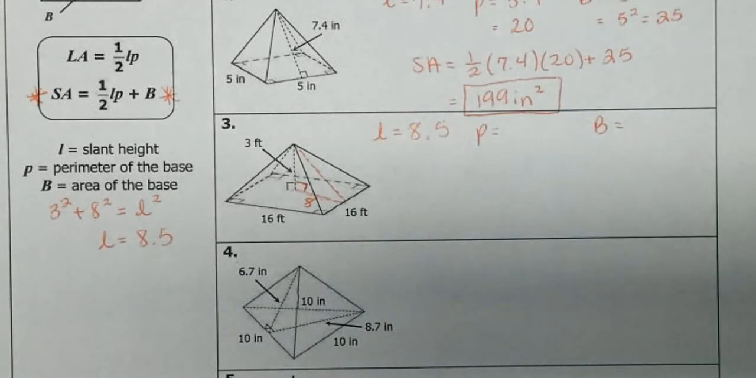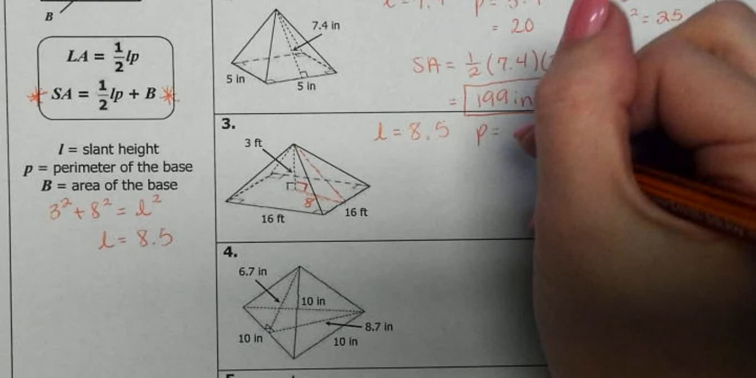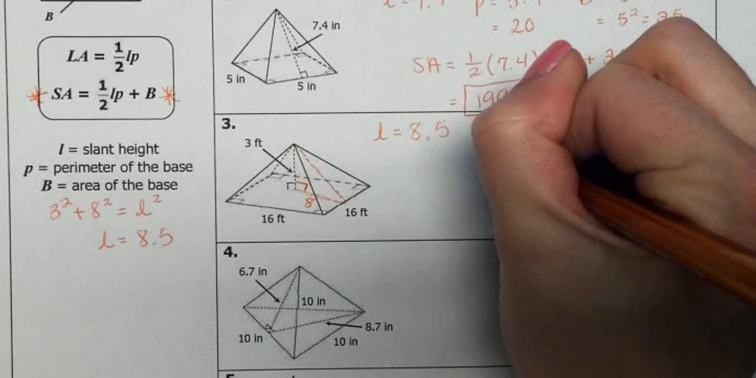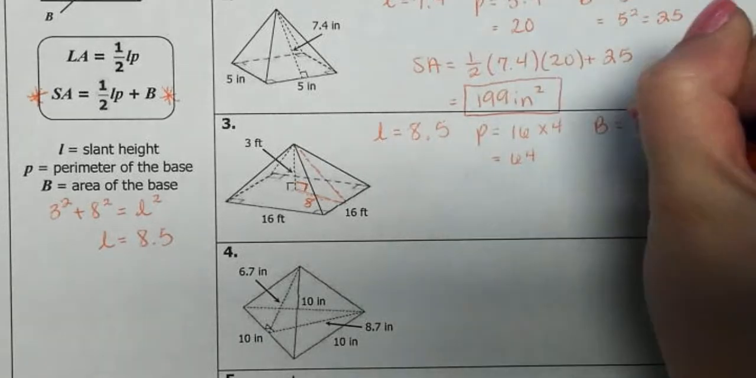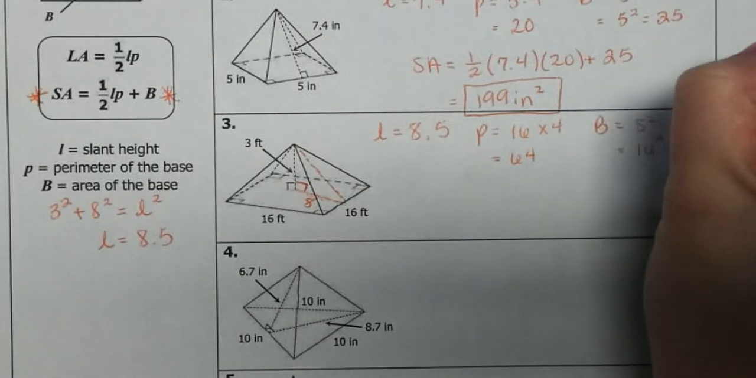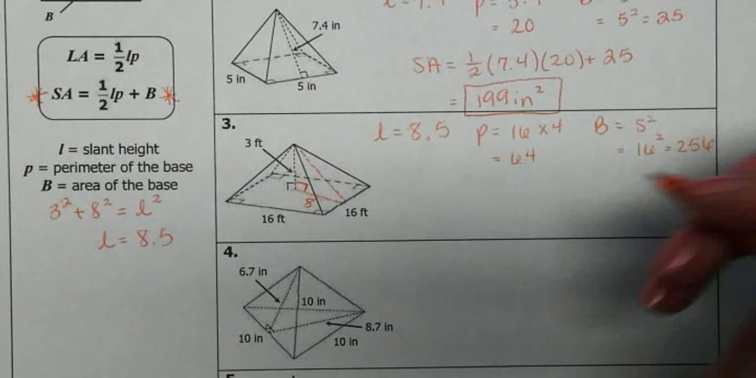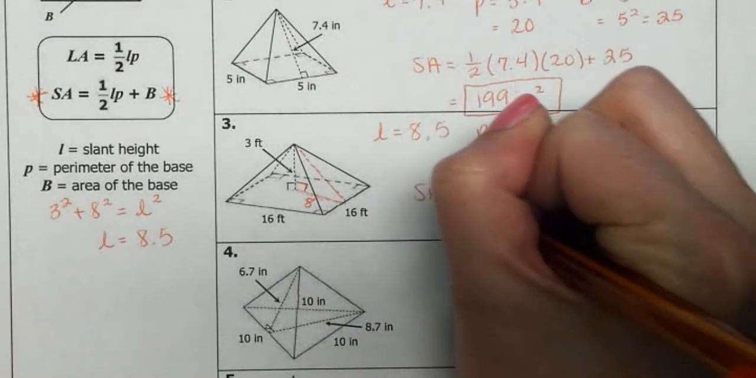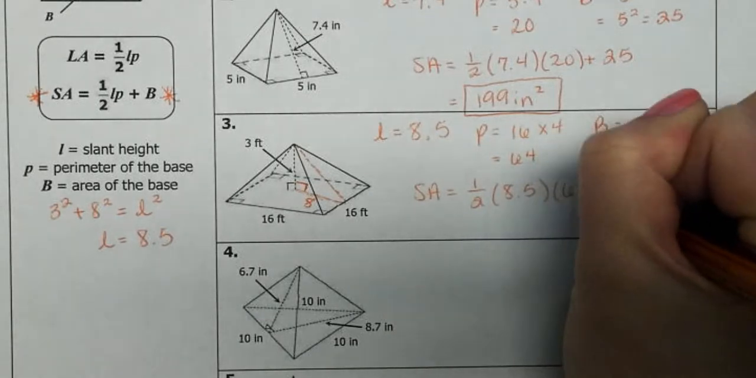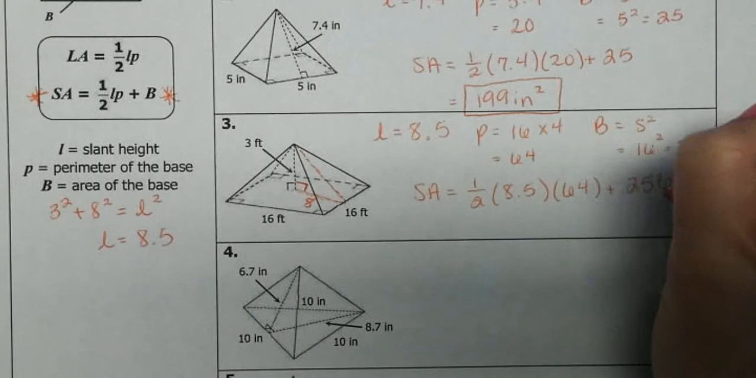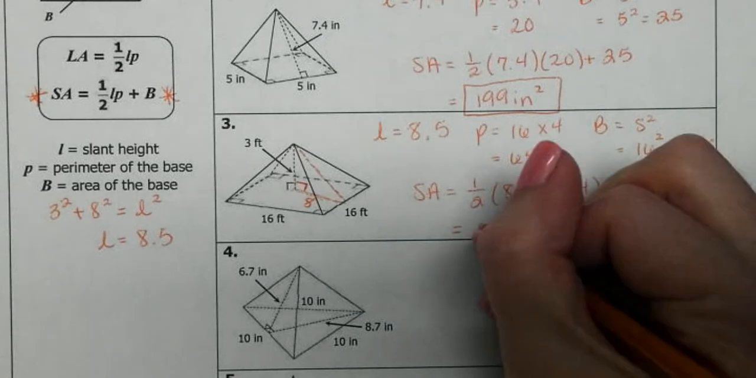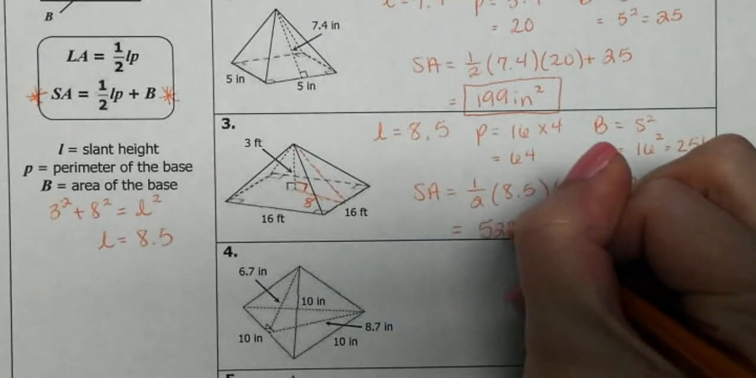Now my perimeter of my base, this is a square, so 16 times 4 is going to give me, let's see here, 64. My area of my base, I'm going to do side squared, which is 16 squared, which is 256. And plug in. 1/2 times 8.5 times 64 plus 256. So if I plug that into my calculator, you get 528 feet squared.